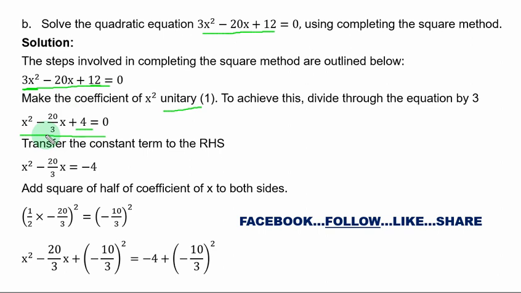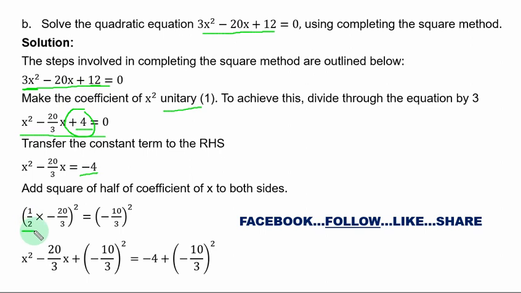The next step is to transfer the constant term to the right hand side. So you transfer plus 4 to the right hand side, it becomes minus 4. The next step is to add the square of half of the coefficient of s to both sides. You need to get the square of half of the coefficient of s.